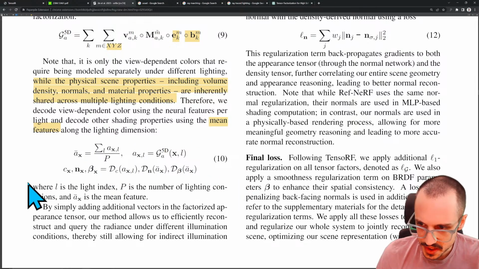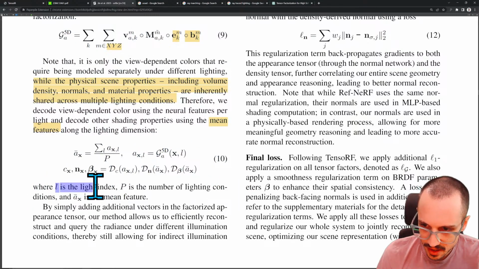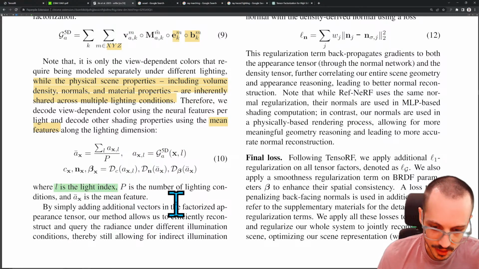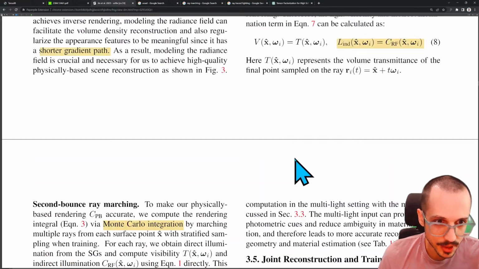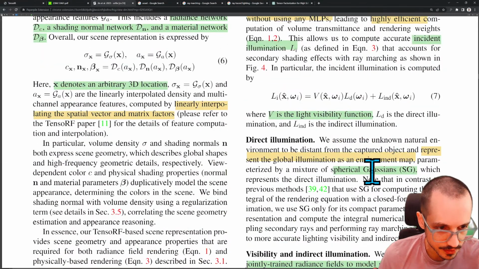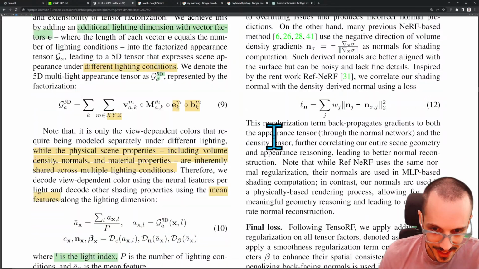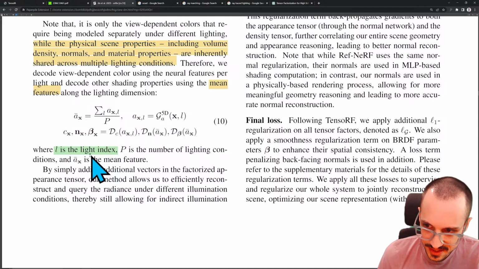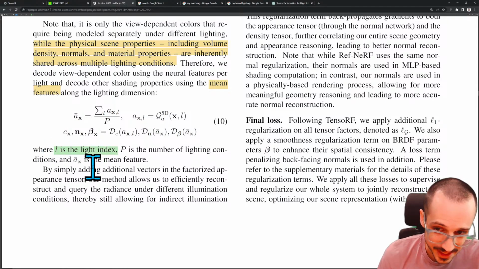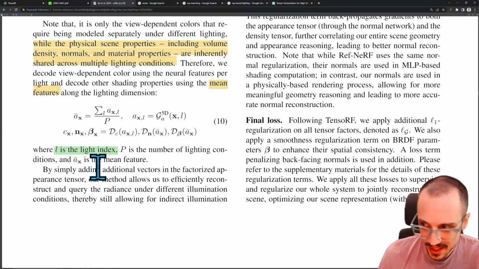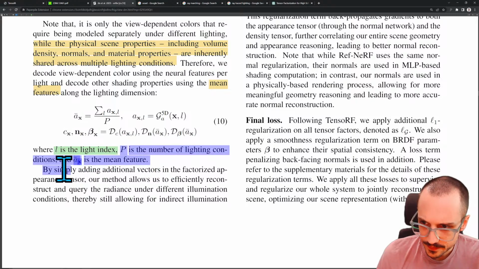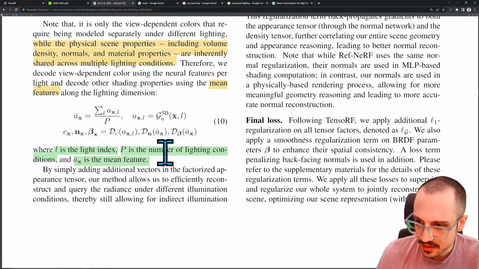Okay, so what do you have here? Equation 10, where L is the light index. See, this to me means that there's a specific amount of lights, right? The same way they said they're going to use a mixture of Gaussians, to me that means at some point they're saying there's this exact amount of lights in the scene. They're making an assumption on the number of lights, and L here is a light index, which means there's some assumption about the number of lights, which isn't necessarily going to be true in the real world. E is the number of lighting conditions. And A bar X is the mean feature.